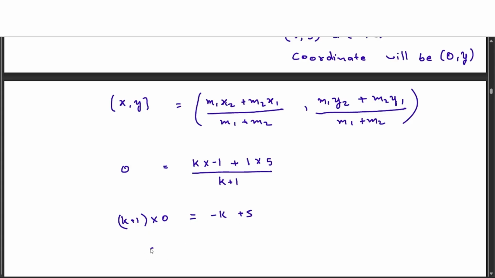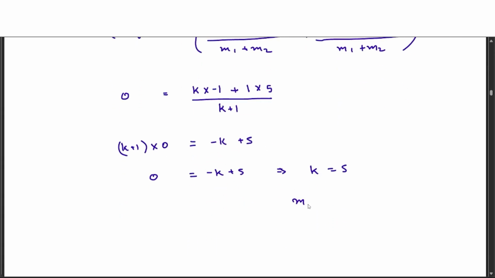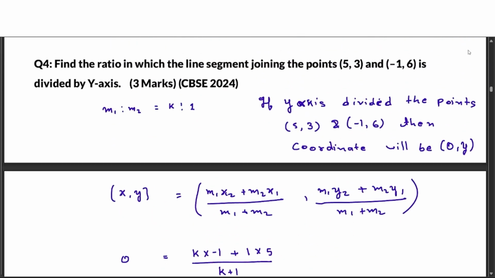Okay, so which means 0 is equal to minus k plus 5. Now you can transpose the k to the other side, so you will get k is equal to 5. So which means your m1 is to m2 is equal to 5 is to 1, because in this question it is saying find the ratio. So we got the ratio here.